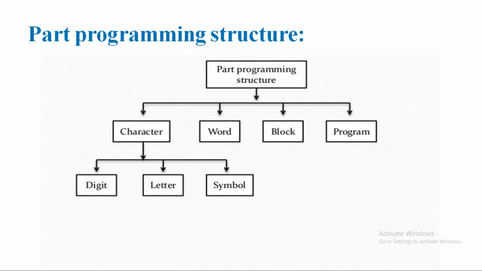Next, what is the programming structure? Programming structure has four basic elements. First is the character, second is the word, third is the block, and last is the program. In the character, various digits are used, different alphabetical letters are used, or different symbols are also used. Word has a different format, block has a different definition, and program has a different definition. But this is the basic structure of part programming.